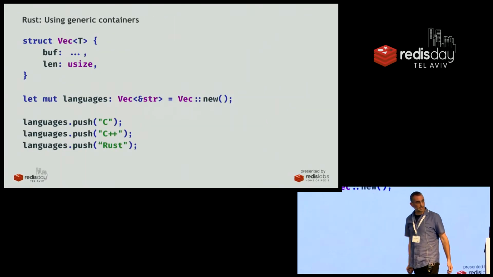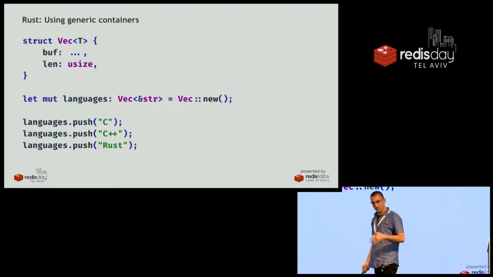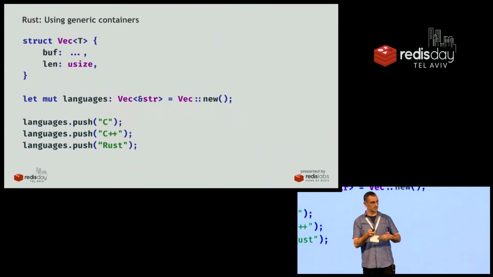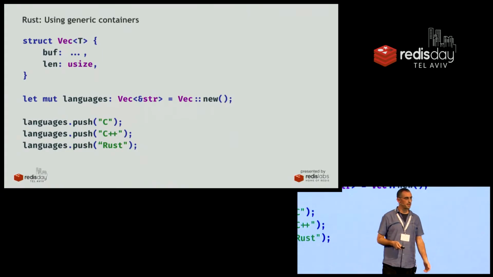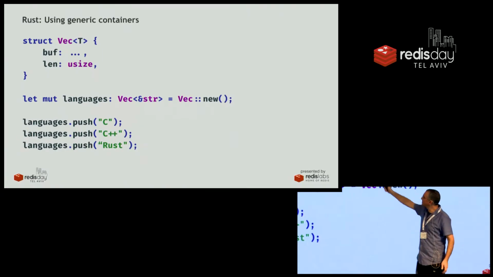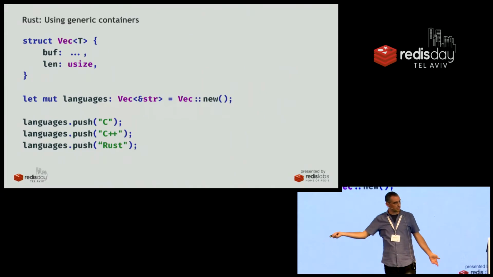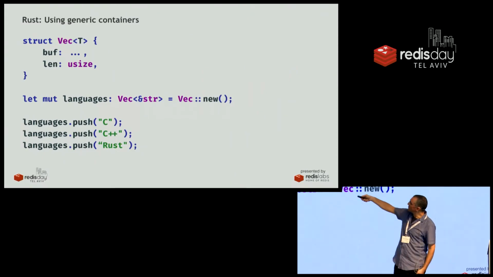Rust does have generics. They look similar to C++. They also do the same thing as in C++. They write different versions of the code, not like Java where it does type erasure. And this is a built-in structure in the language. It's called Vec, for a vector. Inside it has a buffer and it has a size.